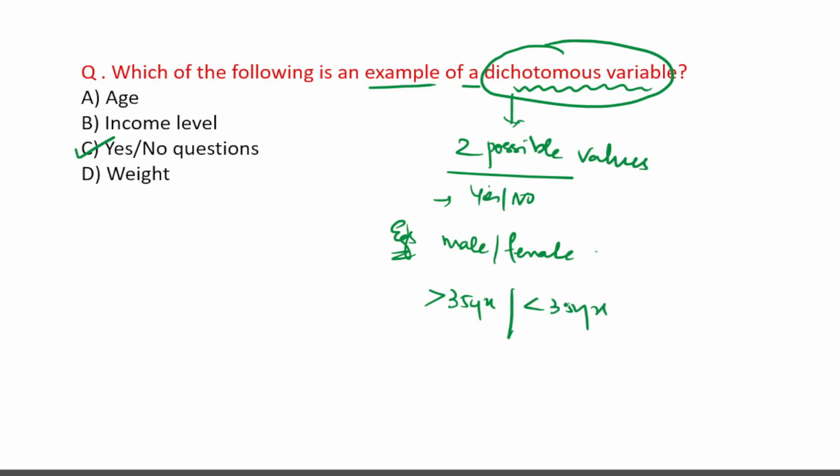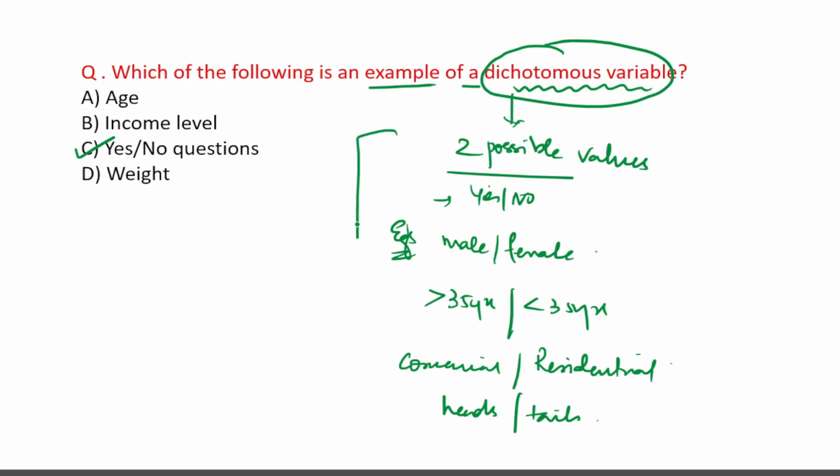So as I told you, yes or no. Then what is the type of property you are having? Is it a commercial property or is it a residential property? Another example: while you are playing cricket, you toss the coin. So how do you categorize that answer? Heads or tails? Okay. So please remember the dichotomous variable.